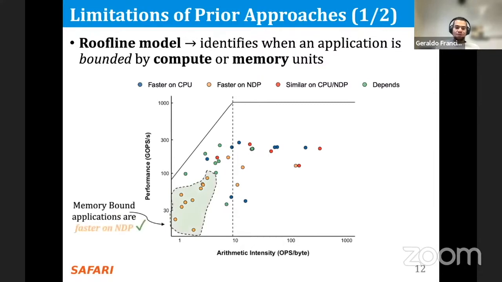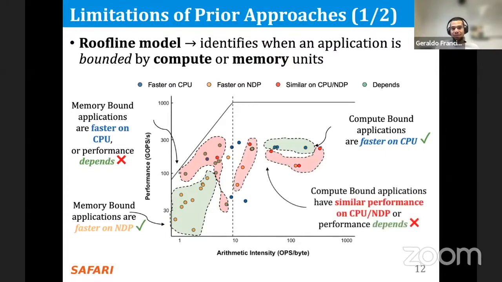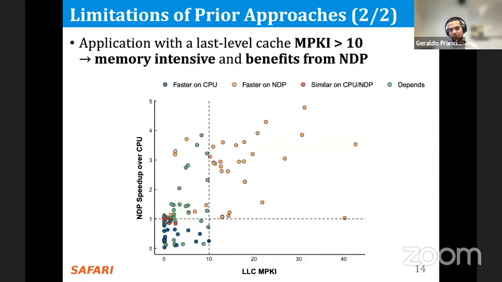First, we observe that memory-bound applications do benefit from data processing, as prior works indicate. Second, compute-bound applications do not benefit from data processing, also as indicated by prior works. However, we observe that some memory-bound applications can also not benefit from data processing, or benefit from it only in particular configurations, as for example a different number of core counts. This behavior can also happen for compute-bound applications. Therefore, we conclude that the roofline model cannot accurately account for the NDP suitability of all memory-bound applications.